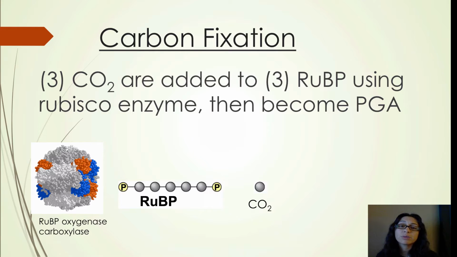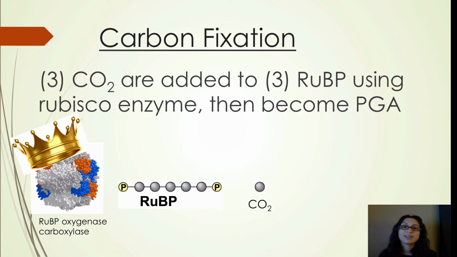Here you're going to take 3 carbon dioxide molecules and add them to 3 RuBP using a very important enzyme. In fact, it's the king of enzymes, king of proteins, because it's probably the most abundant protein on the planet. It's called Rubisco for short. It's a more complex name, and even this complex name that I have here is shortened up: RuBP oxygenase carboxylase. The -ase tells us that it's an enzyme. Oxygenase, it can involve oxygen or it can involve carbon dioxide. And we're going to see that's actually going to be a problem later on, so keep that in mind.